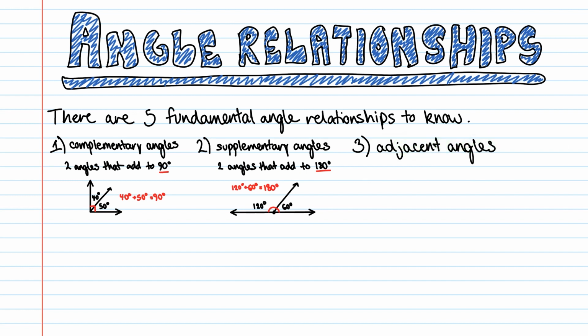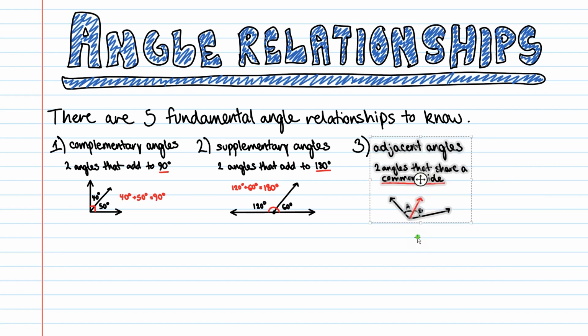Another type of angle relationship to know is adjacent angles. These are 2 angles that share a side. So here's an example of adjacent angles where that common side is what I drew in red. Angle A and angle B, regardless of their measure, would be adjacent angles since they share a side.